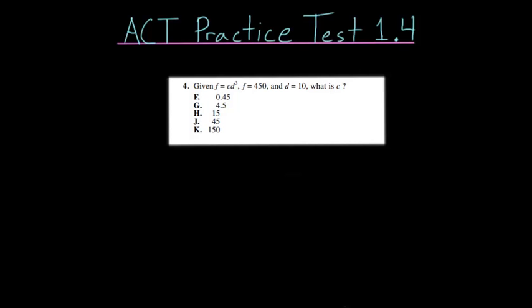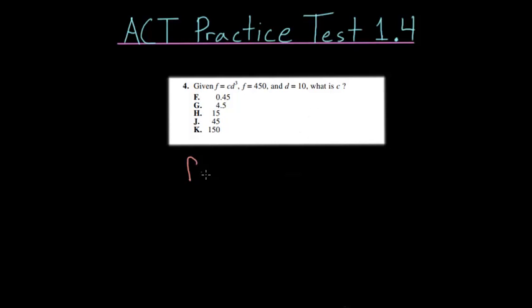For the fourth problem on the first ACT practice test, given f is equal to c times d to the third power, f is equal to 450, and d is equal to 10, then what is c? With a problem like this, you basically just have to plug in the values that you do know and then solve for what you don't know.